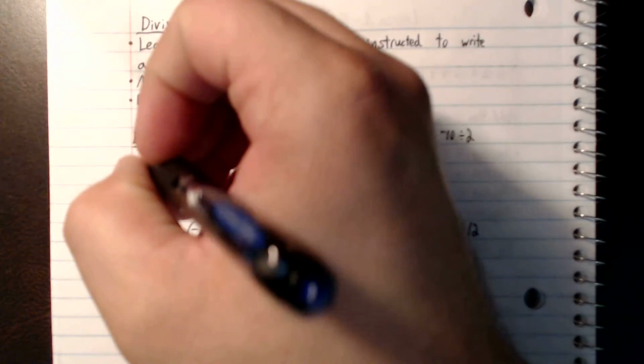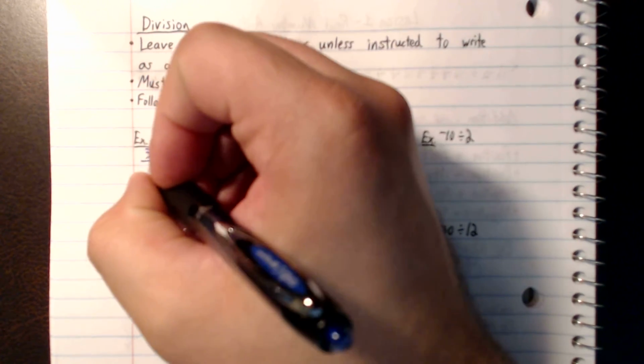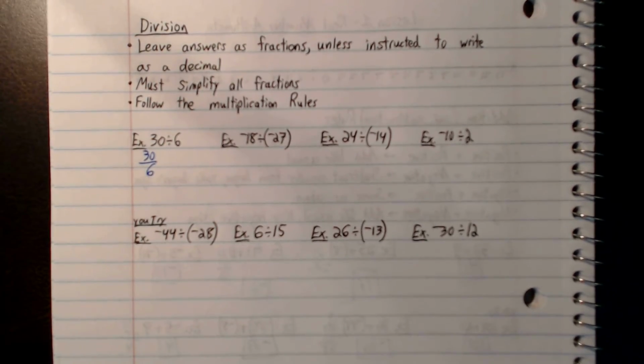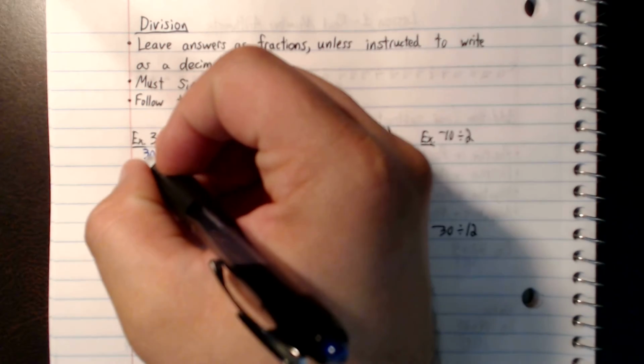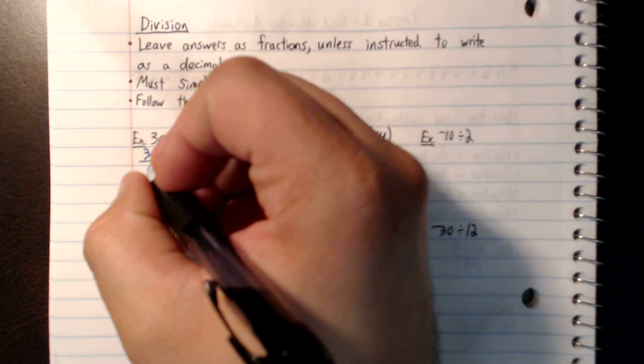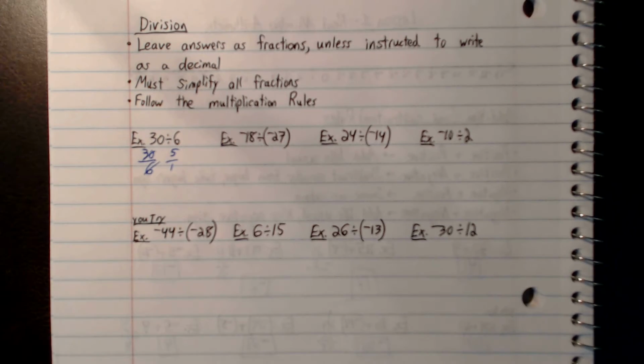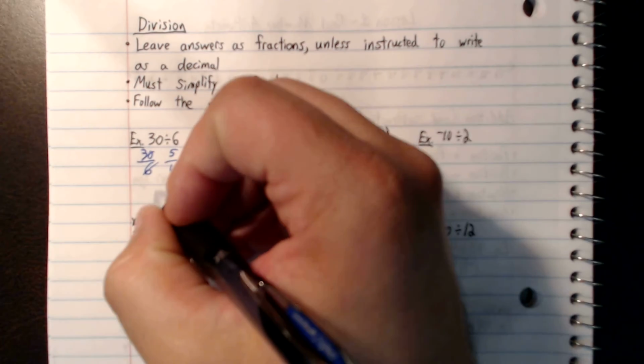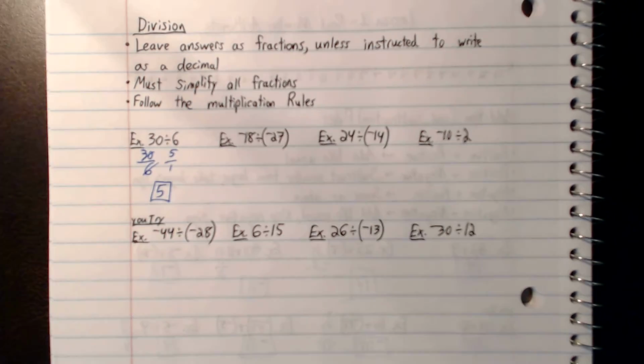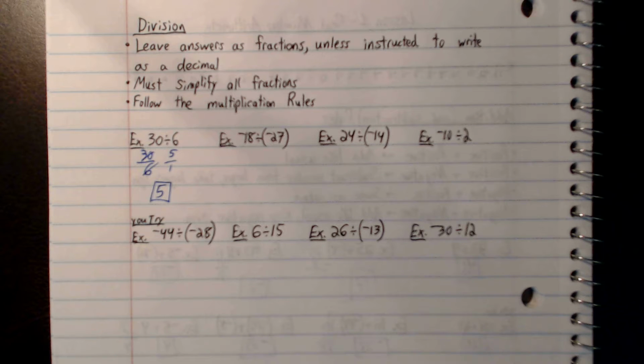If we take positive 30 divided by 6, both of those are divisible by 2. Both are divisible by 3, but the highest that they're both divisible by is actually 6. So if I divide each of these terms by 6, I'm going to get a 5 and a 1. So we've put it as a fraction, and now we simplified. But that's not as simplified as it can be, because 5 over 1 we can still write as just plain old 5. That would be the most simplified, reduced form.